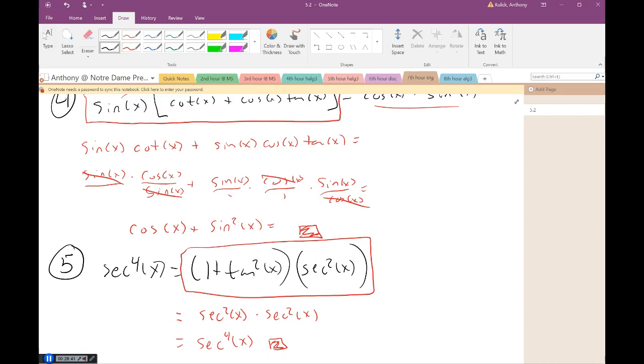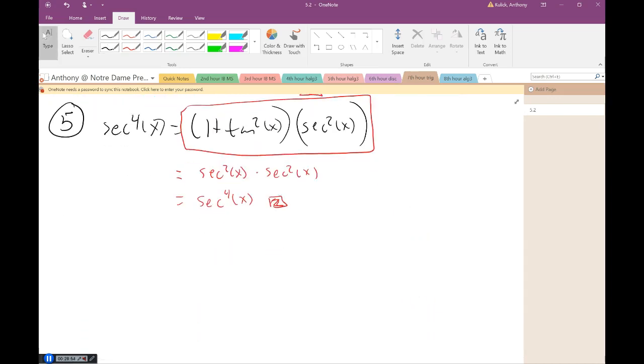Not so bad. Could you have started on the other side also? Yeah, you could have just written it as secant squared times secant squared and then put 1 plus tangent squared in for one of them. That's fine as well. Really no difference. Again, I'm trying to pick things that are of similar difficulty to the things that I picked for the quiz here.